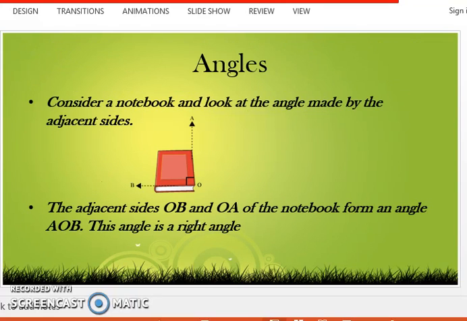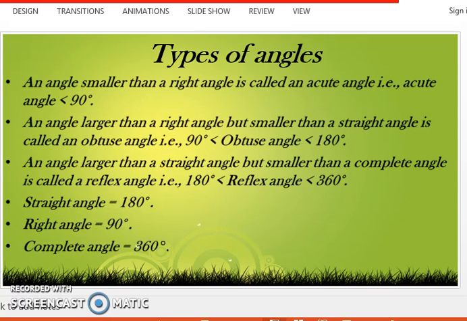What is an angle? See a notebook here. Look at the angle made by the adjacent sides. The adjacent sides OB and OA of the notebook form an angle. This angle is a right angle. There are different types of angles, class. We all know what an acute angle, right angle, straight angle, obtuse angle is.